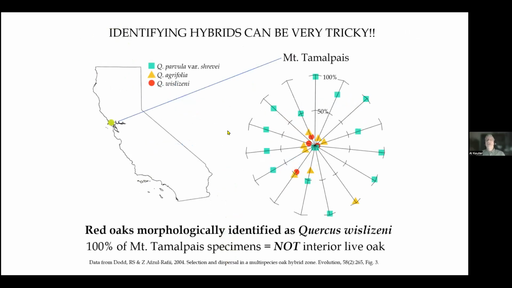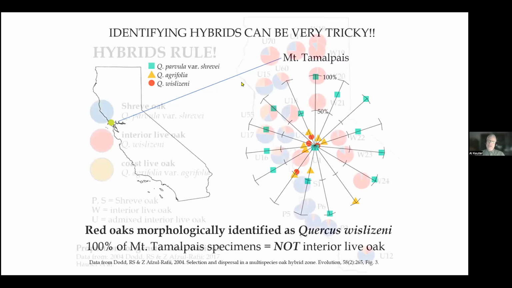Just to let you know, you should not feel bad about being able to take a hybrid and look at it and go, oh yeah, I know what that is. This was a scientific study done in 2004 on Mount Tamalpais, where 15 specimens were selected. Oh yeah, we know what those are. We are scientists. We are very clever. We know that they're all interior live oak, of course. Well, not one of them turned out to be interior live oak when they did the DNA work on them. Not one. Most of them were Shreve oak, and a couple were some weird hybrids. So again, it's all about the hybrids.